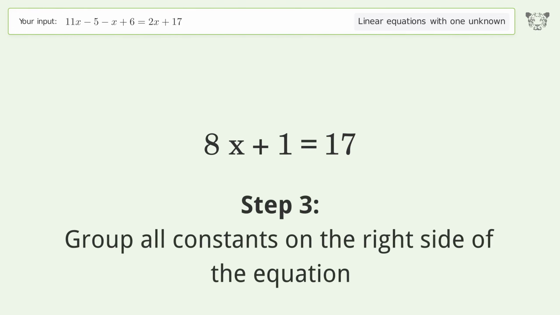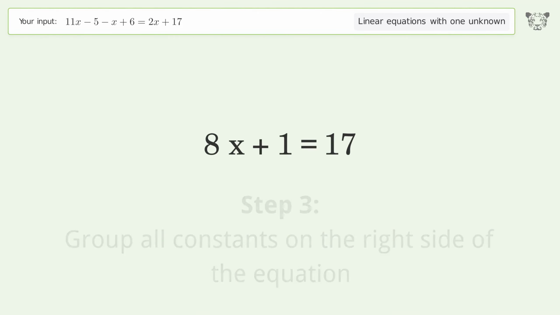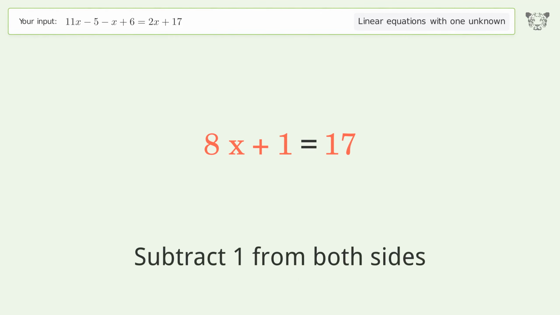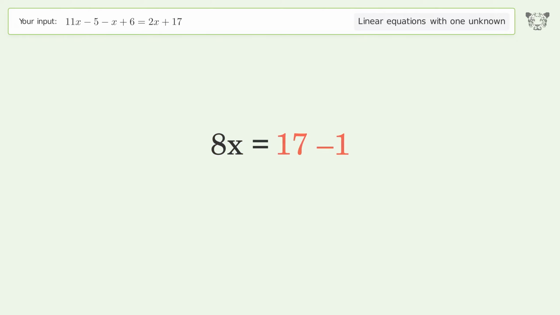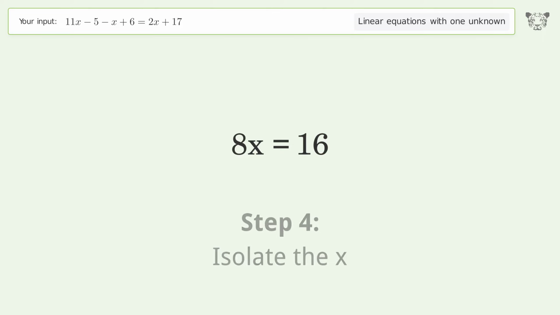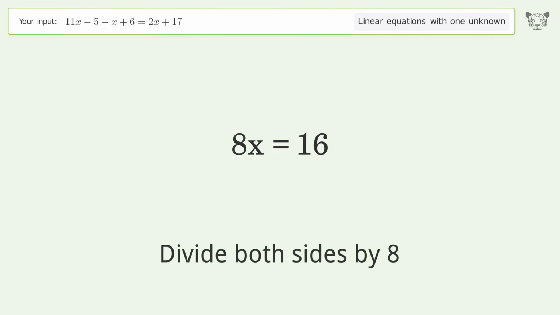Group all constants on the right side of the equation. Subtract 1 from both sides. Simplify the arithmetic. Isolate the x. Divide both sides by 8.